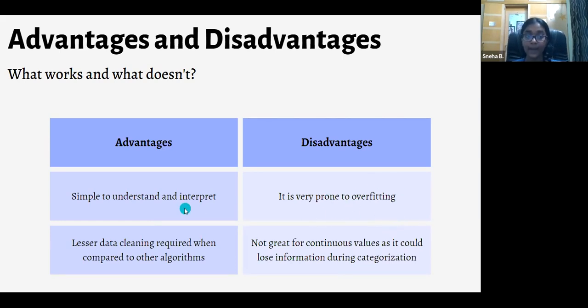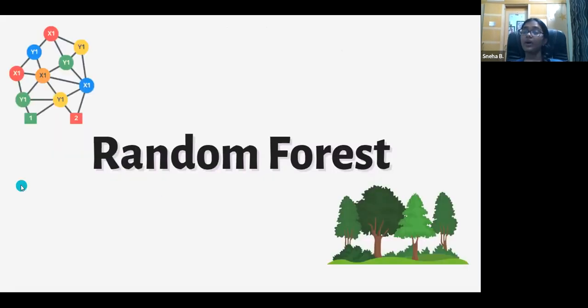It's prone to overfitting, but it's very simple and easy to interpret, and lesser data is required, or lesser cleaning is required when compared to other algorithms. So that's all about decision trees.